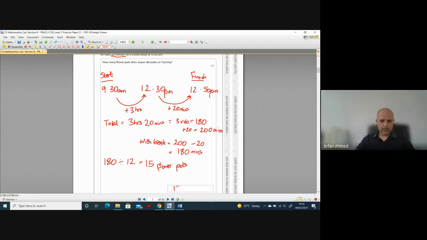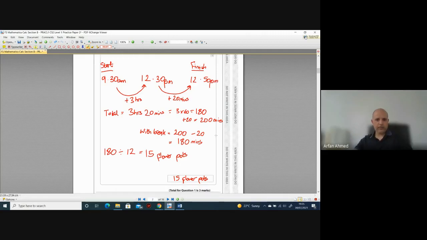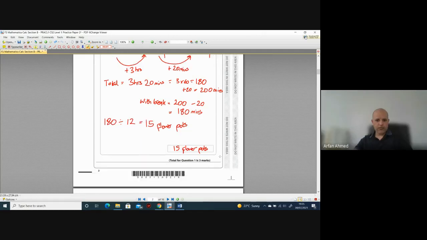Or you can write it here in your answer box. So you should get 15 as your answer. There's your 3 marks right there. Yeah, you do need to show some kind of working out for your 3 marks. You can't just put 15 and that's it. Make sure it makes sense for the person marking it. Let's move on.